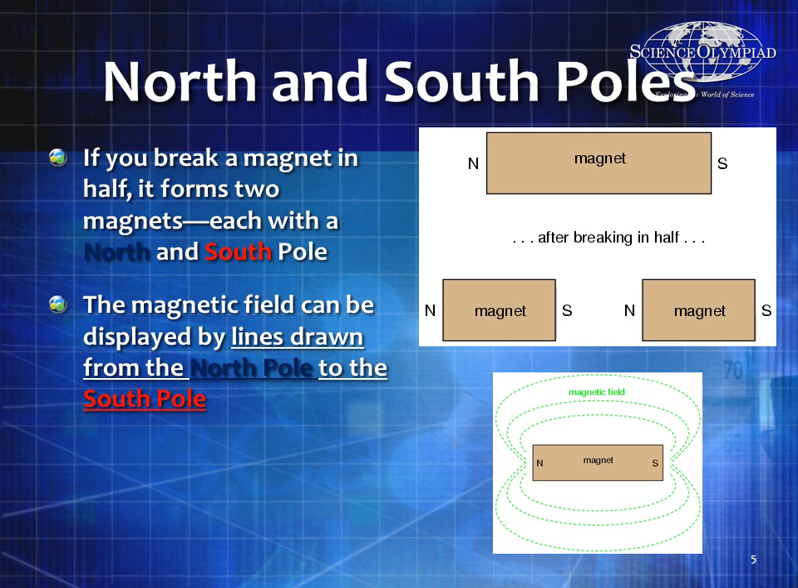Now, one of the cooler parts about a magnet is that if you break a magnet into two, it turns into two magnets, each with its own north and south pole. So you look in the upper right hand corner here, you had a larger magnet and we broke it in half, and then instead of having a north and south pole, we now have two north and two south poles, okay?